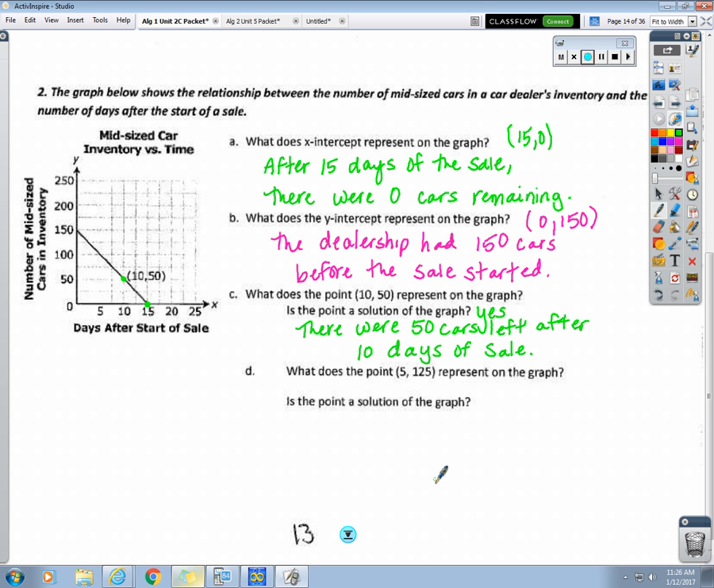Okay, and then D, what does the point (5, 125) represent, and is it a point on, or is it a solution on the graph? No, it's not on there, because if you went 5, 125, it would be right there, which is not on the line, so it represents nothing. It's not part of the data.